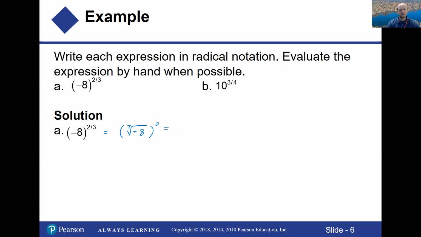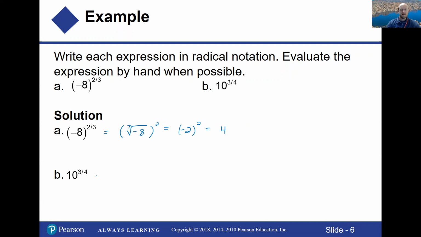Then I can continue and keep simplifying this. The cube root of -8, I can do that because I have a negative with an odd root there. The cube root of -8 is -2. And then put the squared in there. -2 squared, -2 times -2, is 4.